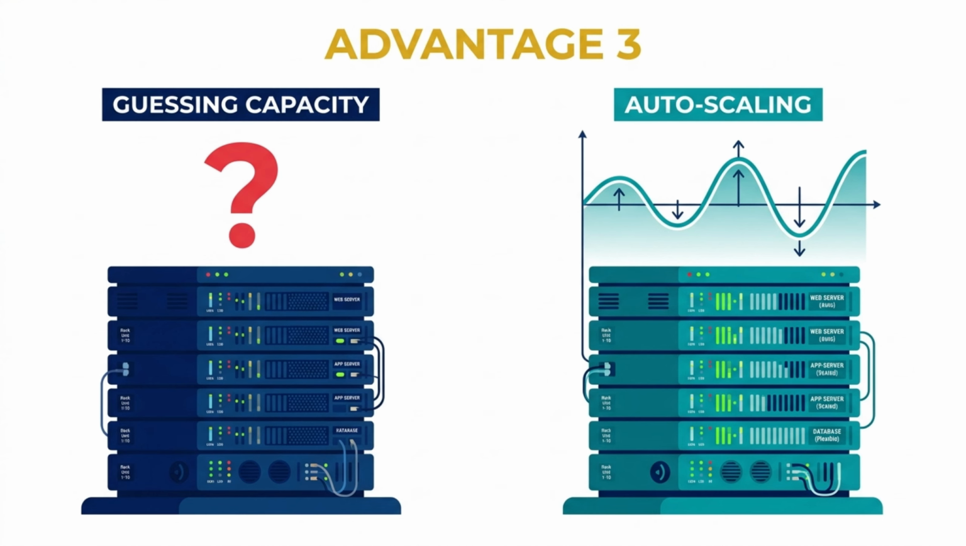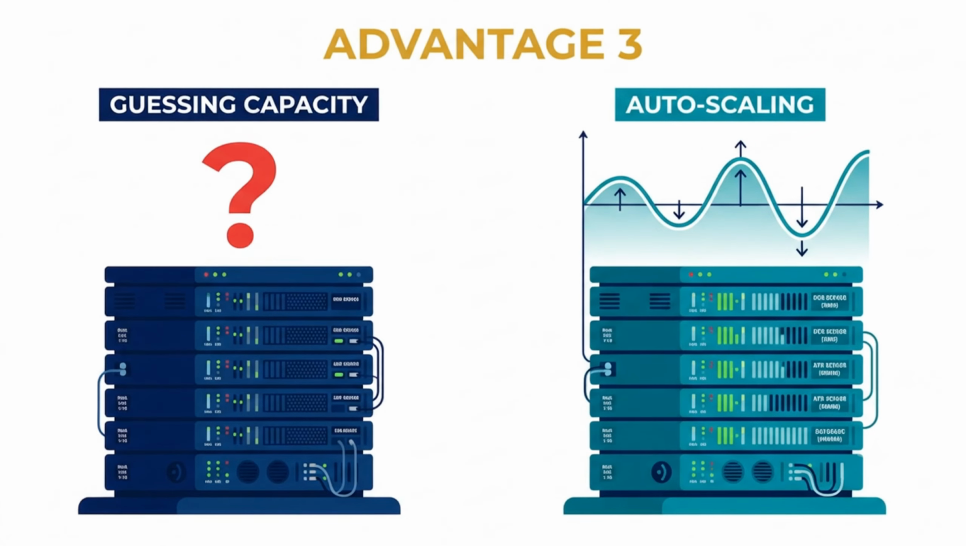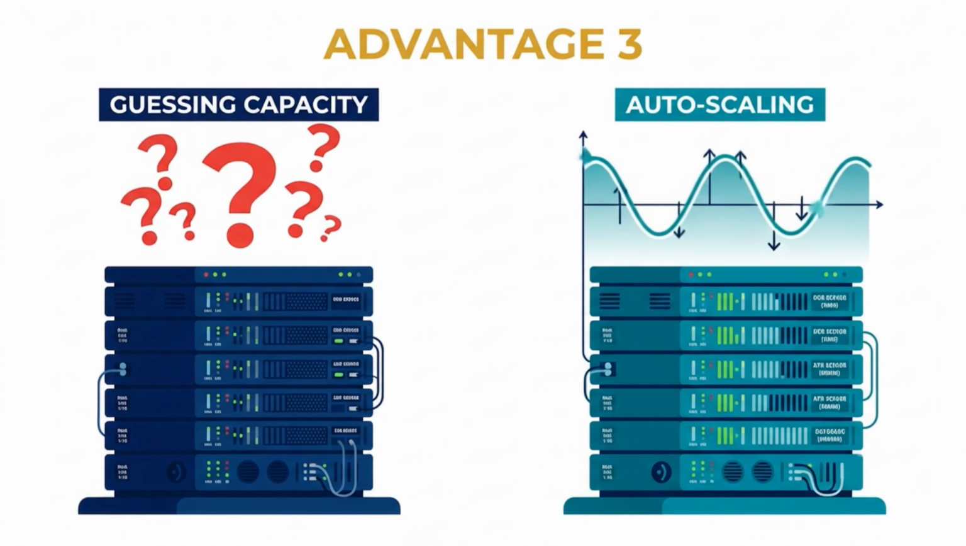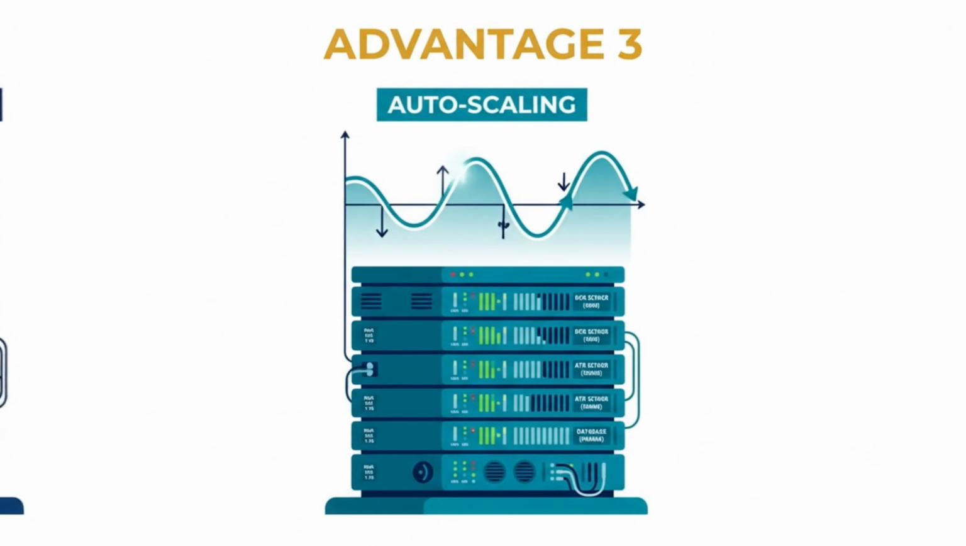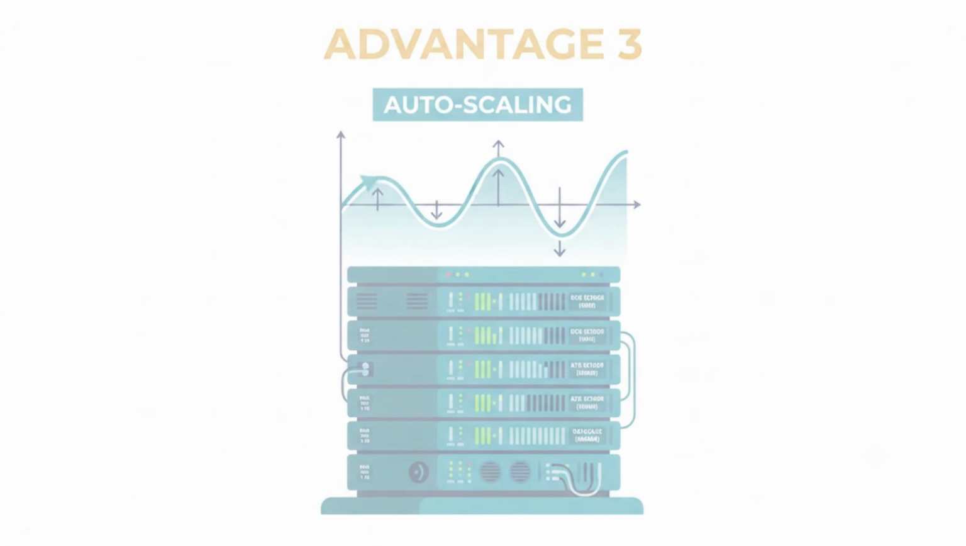Advantage 3, stop guessing capacity. Traditionally, you had to predict future demand and buy hardware accordingly. Guess too high, and you've wasted money on idle, depreciating resources. Guess too low, and customers suffer poor performance, damaging your reputation. With cloud computing, sophisticated automation tools scale your infrastructure up or down automatically based on real demand. No more guessing. You pay only for what you consume.